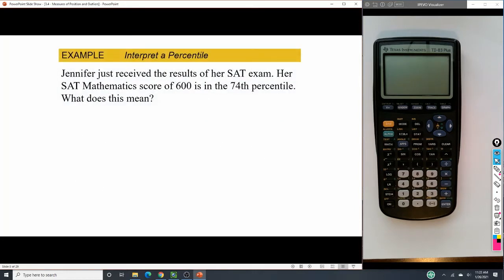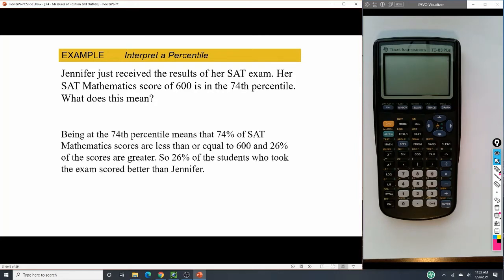All right, so for instance here, we also look at exam scores. It says that she took this math score of 600, is in the 74th percentile. What does that mean? It means that 74% of the other people taking that test scored less than 600, and 26% scored greater than 600, okay?